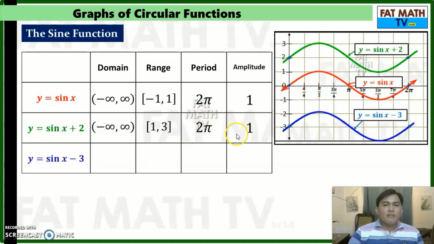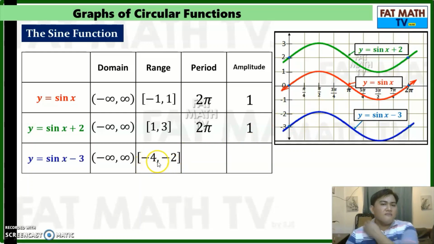Same period, same amplitude. Domain, okay. For minus 3, our reference is sine x. The lowest value is negative 1. Minus 3, it becomes negative 4. So the lowest is negative 4 and the highest is negative 2. So the range is the closed interval from negative 4 to negative 2. Same period, same amplitude.